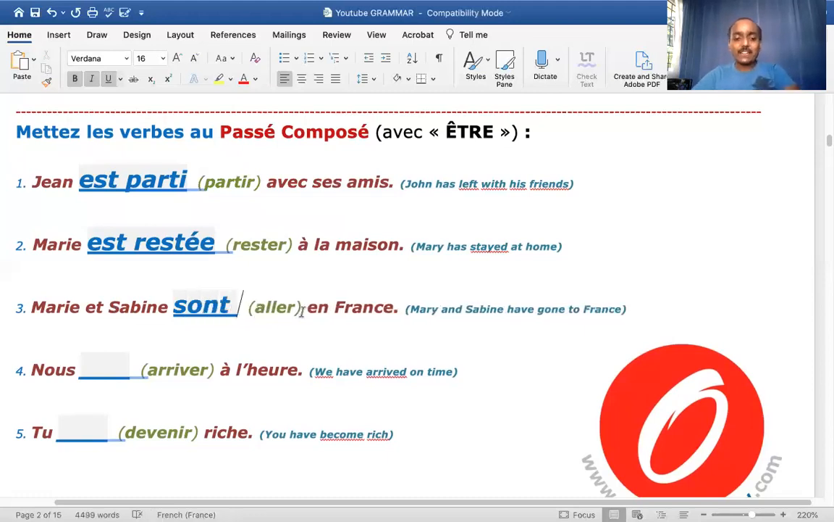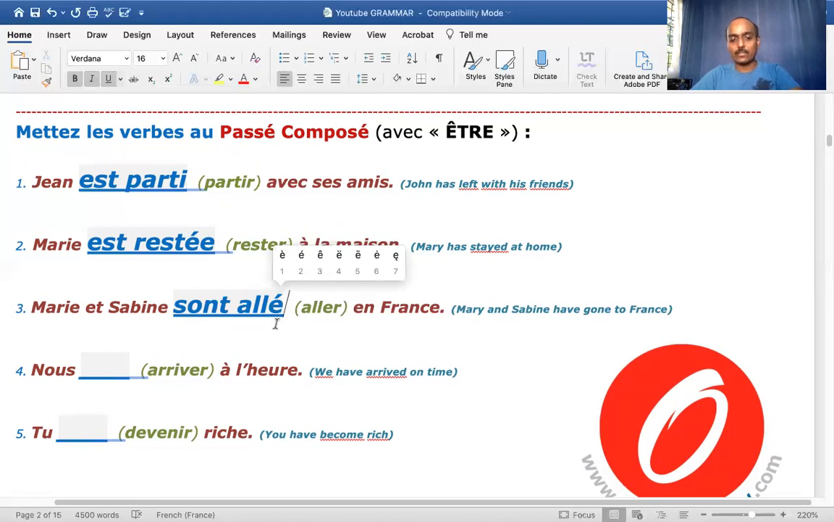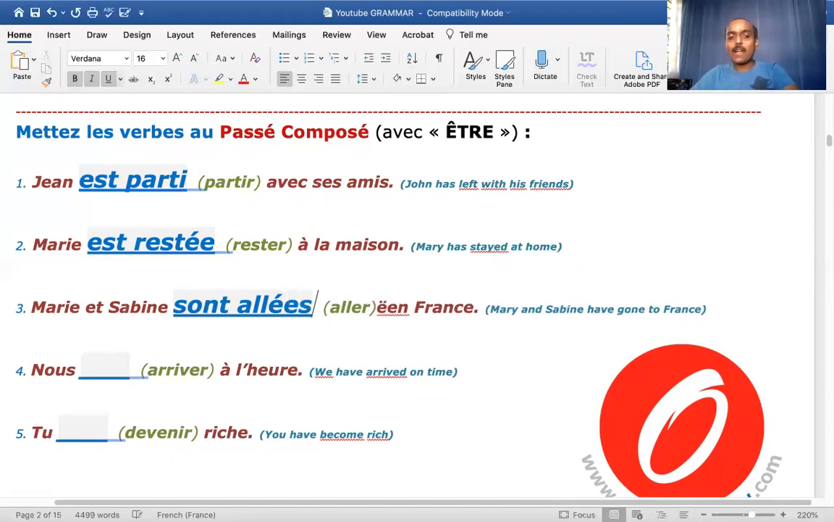And for aller, you can go with the general rule to get your past participle. You cut er and you put e acute. And what will be your agreement? You're talking about Mary and Sabine. It's something like third person feminine plural. So for your agreement, we need to add an e and one s.